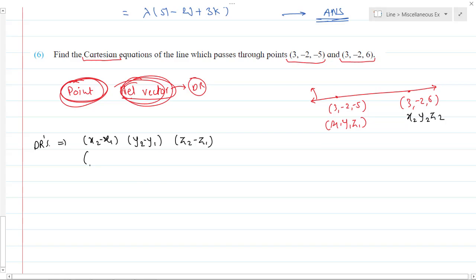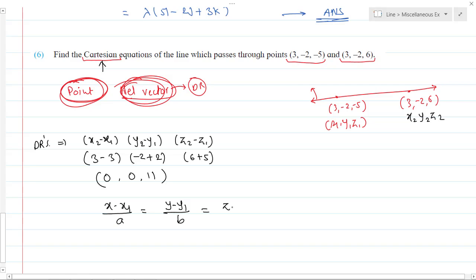Perfect. So x2 minus x1 is 3 minus 3, minus 2 minus minus 2 which is 0, and 6 minus minus 5. This is the direction ratio of my line. So it is 0, 0, 11. Now we know the first point through which the line is passing. So the Cartesian form of the line is x minus x1 by a equals y minus y1 by b equals z minus z1 by c. Let's substitute the values.